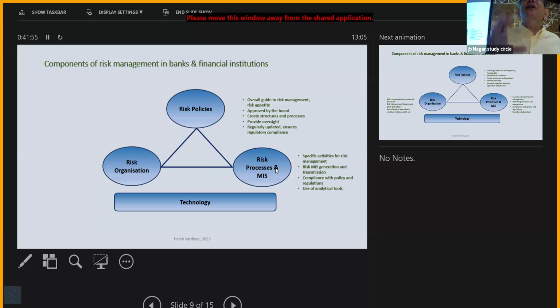So the MIs also constantly have to ensure or give me the comfort, as a member of the board, that we are complying with all our internal policies as well as regulations. These MIs also depend a lot on analytical tools.